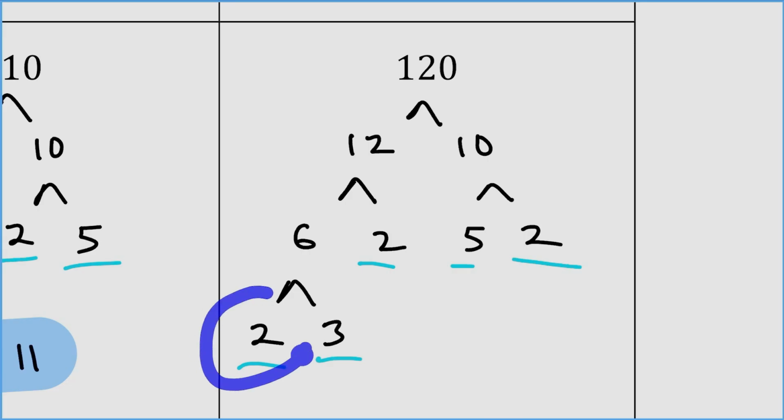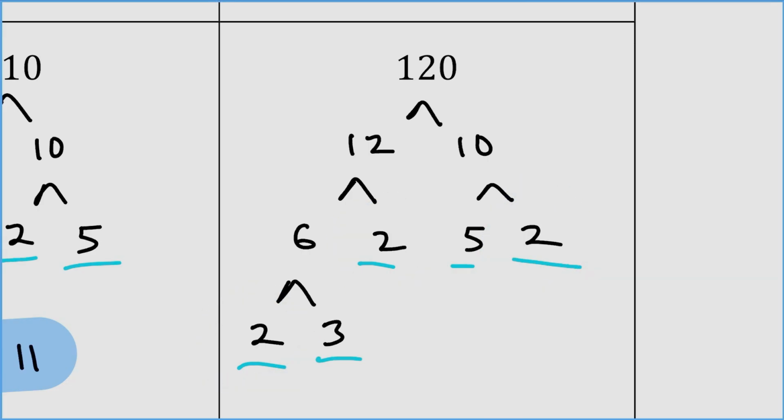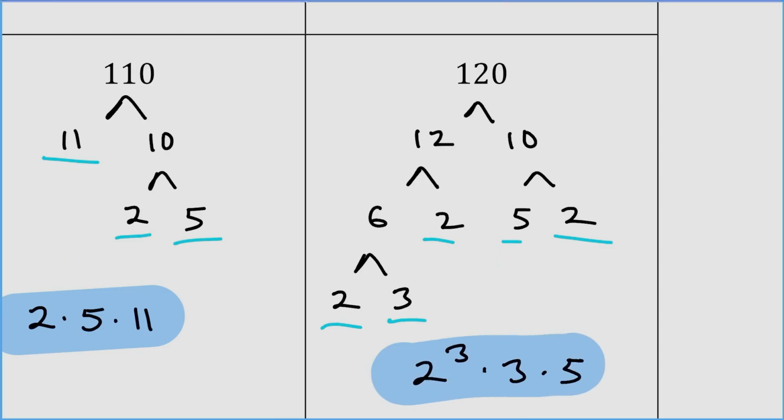So notice how this time we have 3 2's. That means in our prime factorization, we will have 2 to the 3rd power because there's 3 2's. There's 1 3 and there's 1 5. So the prime factorization here is 2 cubed times 3 times 5.